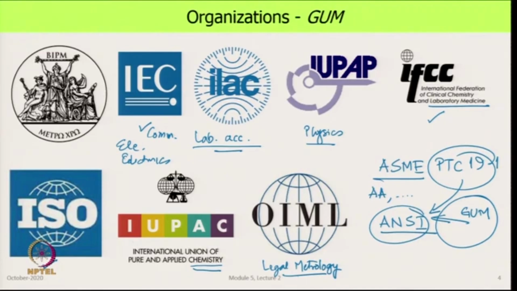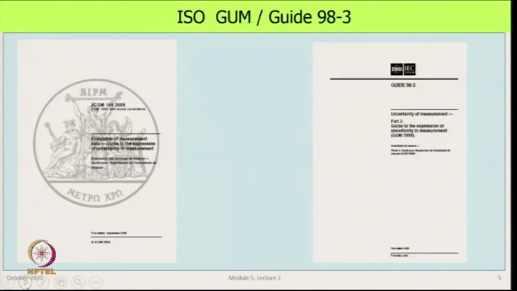So, the document is there on the web, freely downloadable. Please go ahead and have a look at it. These are the cover pages. This is your GUM as JCGM 100, and the same thing is published here by ISO as guide 98-3. The two are exactly the same documents, both are available, you can read either of those. So, this is guide 98-3 and it is called ISO IEC guide 98-3.